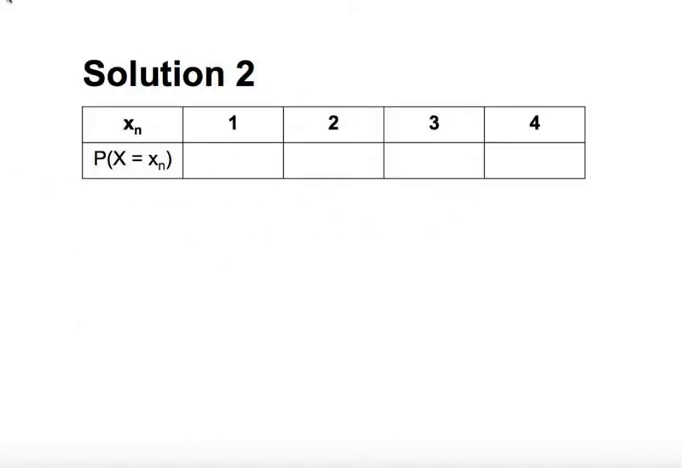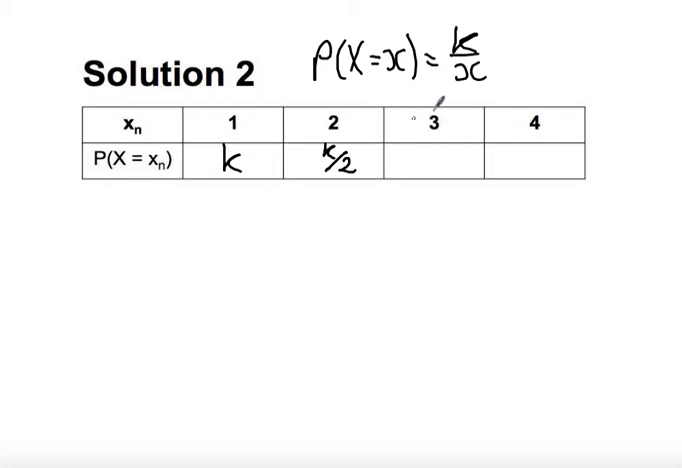Let's remind ourselves that the probability density function, probability x equals x, was given as k over x. So what we get in the first one, k over 1 is just k. K over 2, x equals 3, we get k over 3. X equals 4, we get k over 4. And that's part A, just actually writing out the distribution in terms of k.